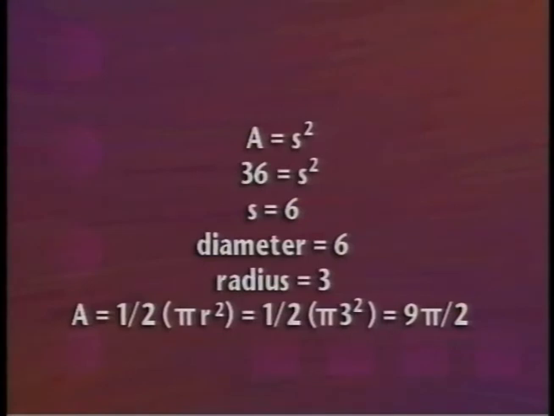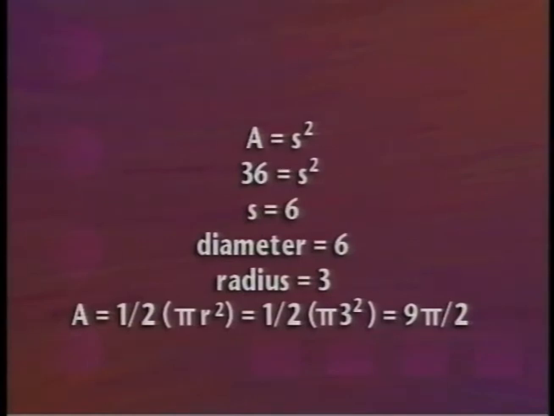A side of the square is calculated by area equals s squared, 36 equals s squared, and so a side equals 6. Therefore, the diameter of this circle is also 6, and its radius is 3. The area of the entire circle is area equals pi r squared, which is pi times 3 squared, which is 9 pi.